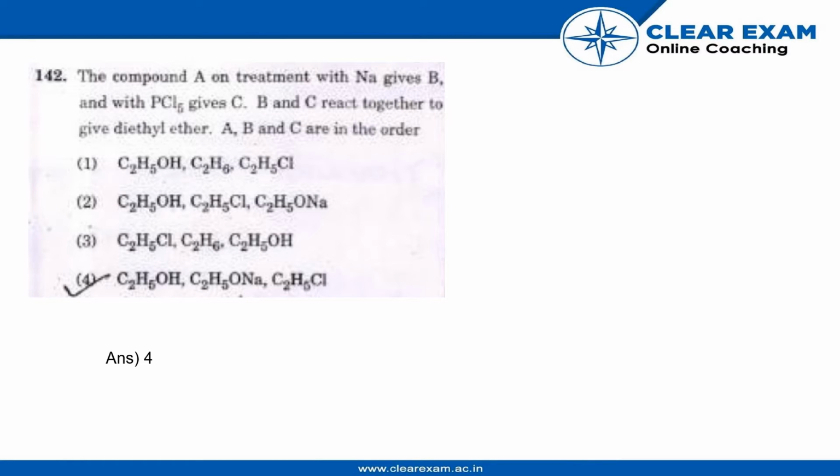So the question is: compound A on treatment with sodium gives B, and with PCl5 gives C. Now B and C react together to give diethyl ether. So A, B and C are in which order?